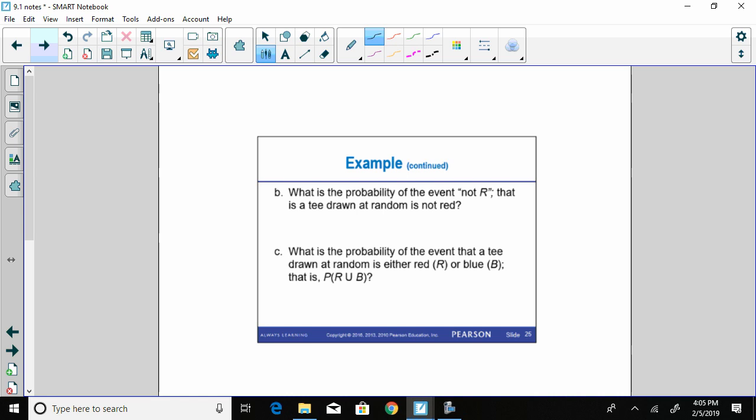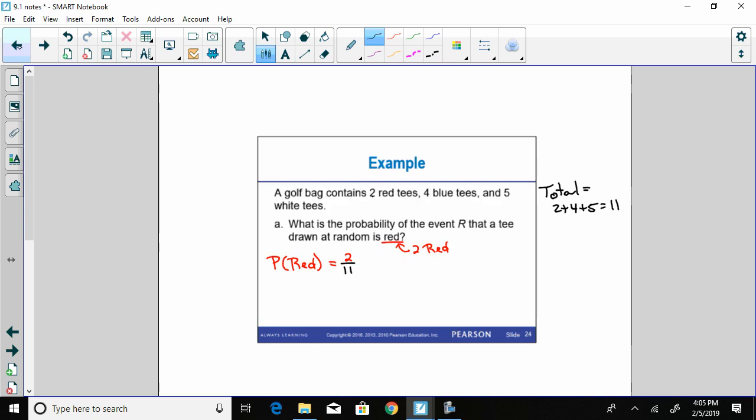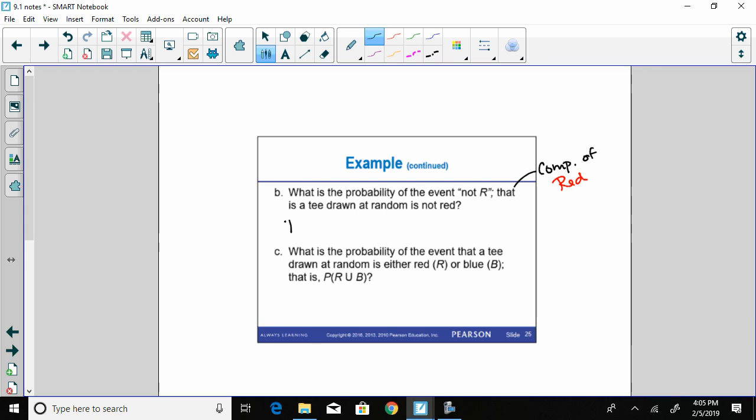What's the probability of event not R, or not red? Okay, so this is the complement. I'm asking about the complement of red. So when I ask for the complement of red, well, what was red? Red was 2/11ths. So I want the probability of not R.